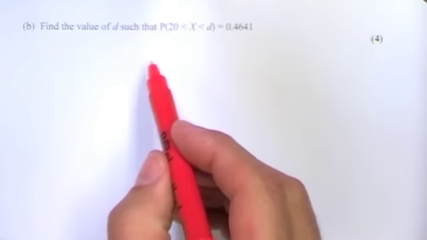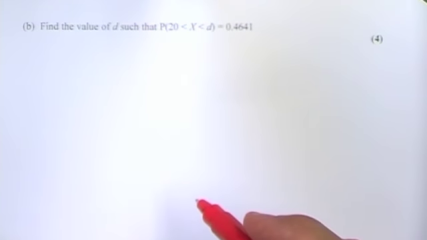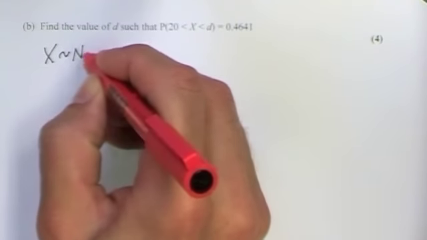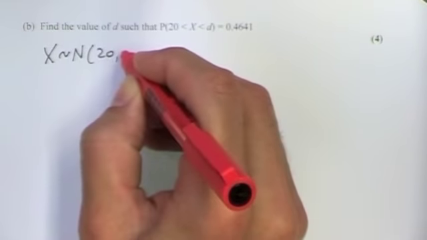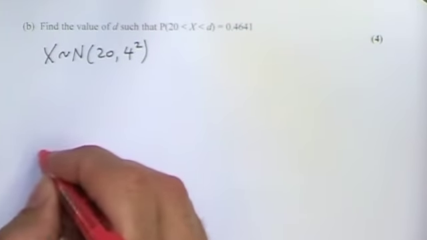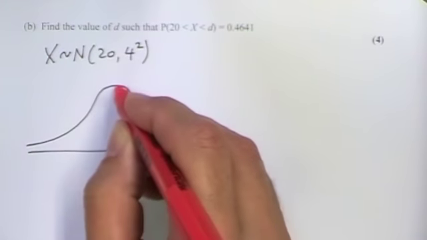Part B of the question says find the value of d such that probability of x is between 20 and d is 0.4641. And remember, we've still got the same distribution where x follows a normal distribution of 20 and standard deviation 4. Let's draw our bell curve to represent this new question.